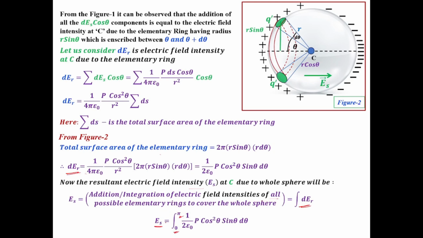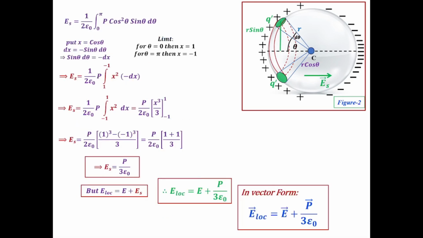So E_S is nothing but your resultant electric field intensity at C due to the whole sphere, which will be the integral from 0 to pi. Here we just put the dE_R value, this much, 1 by 2 epsilon 0 P cos square theta sin theta d theta. So the next mathematical work is this one. This much we found. To integrate, here we put x equal to cos theta, dx equal to minus sin theta d theta, so sin theta d theta will be minus dx.